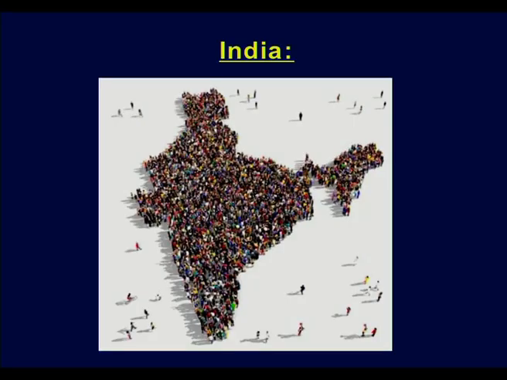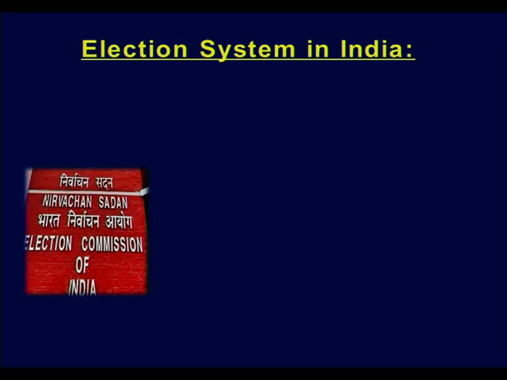Children, India is the largest democratic country, with a huge population. Our India stands in the second place in population. Yes, in such a big country, it is not possible for all the people to gather in one place and take the decisions. So, it requires a system to govern the people. So, this task is done by the Election Commission of India.